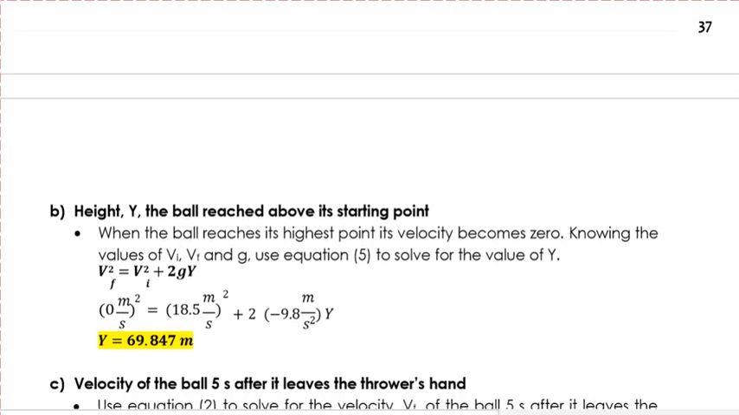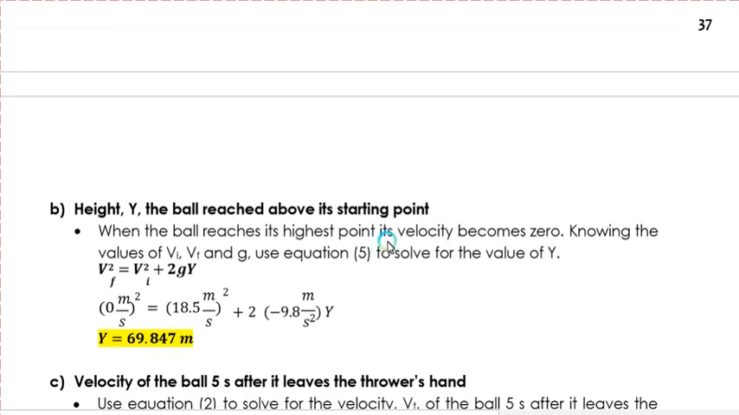Next, the height of the ball, the height it reached above its starting point. So from when you throw it upward, what is the distance before it goes back down? So what is this value, the peak value. So when the ball reaches its highest point, take note that at this point its velocity should become 0 before it goes down. So we know the value of Vi, and we know that at this point our vf is equal to 0. Then we are given the acceleration due to gravity, which is equal to 9.8 meters per second squared.